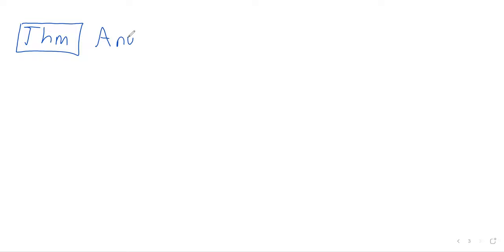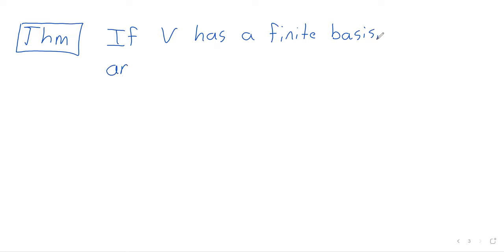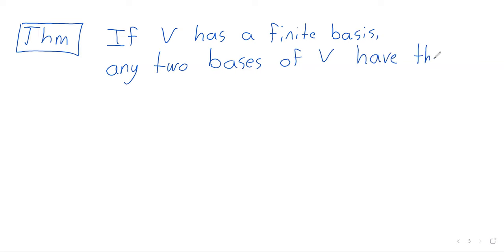Let's start with this. If V has a finite basis, then any two bases of V have the same number of vectors.